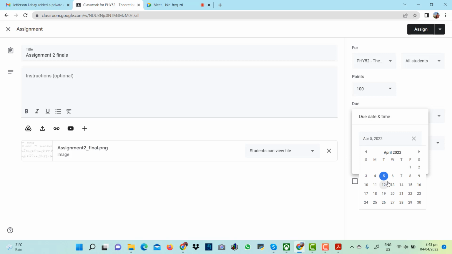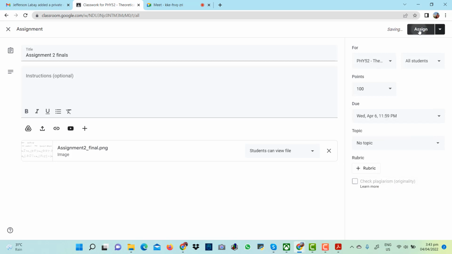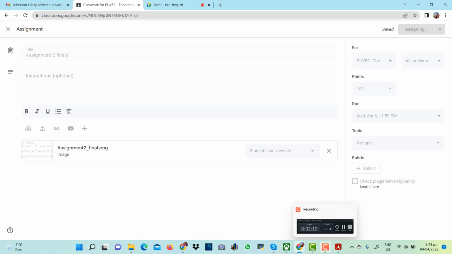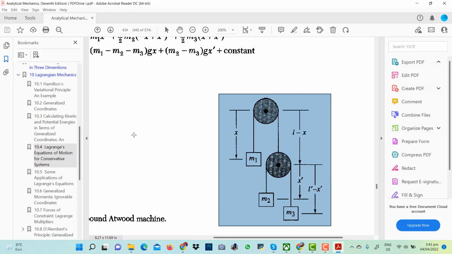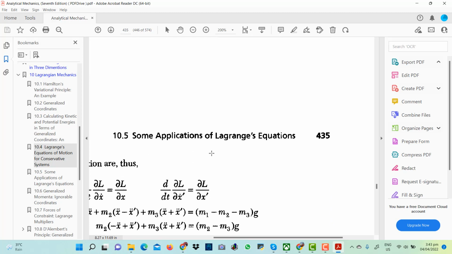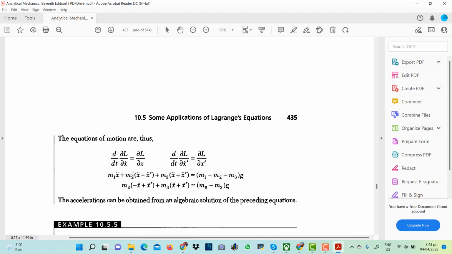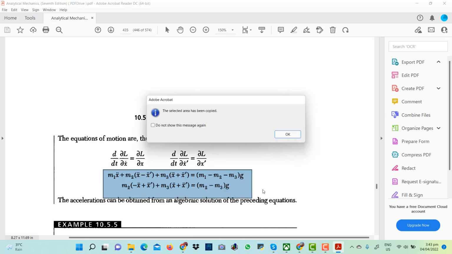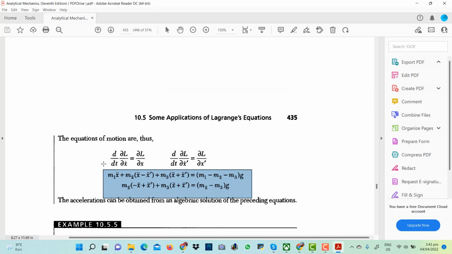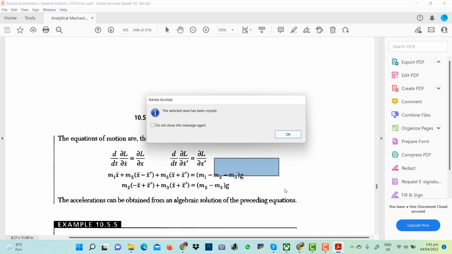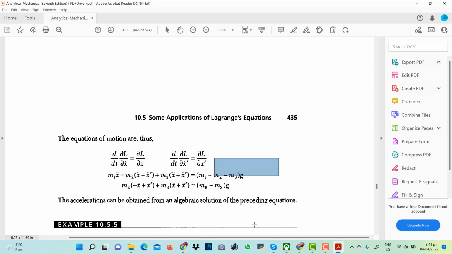Due on Wednesday. Okay? So that will be your assignment: the equation of motion for the double Atwood machine. In the book, it goes straight to the result. I have two Euler-Lagrange equations, but it gives the equation of motion directly. Please provide the missing calculations. So that will be your assignment.